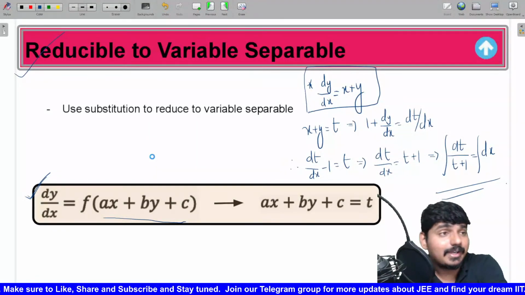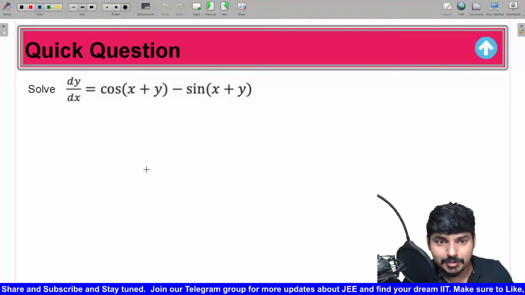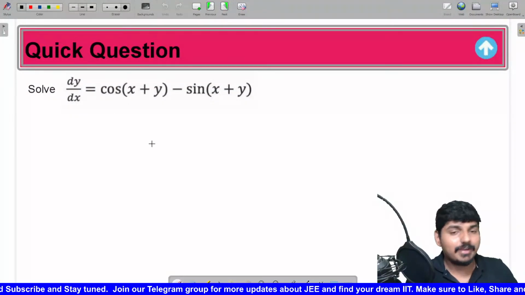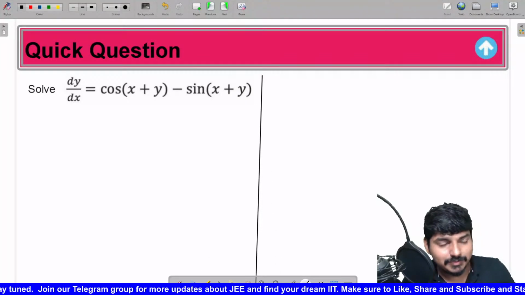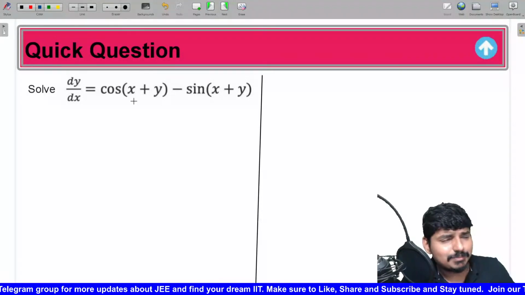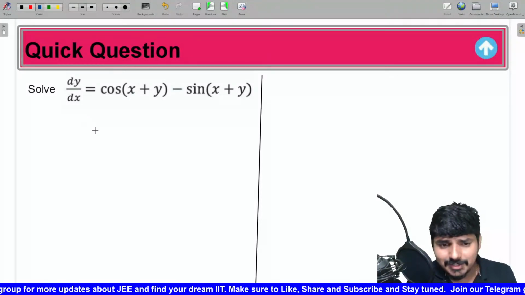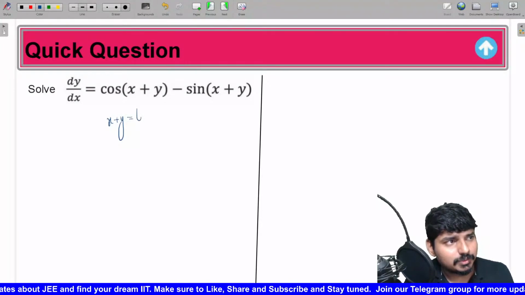Now let me do a question based on the same concept. You see this question, everyone? dy by dx equal to cos of x plus y minus sine of x plus y. Now in this question, I told you, whenever you find this type of question, what is the method I told you? Take x plus y is equal to t.